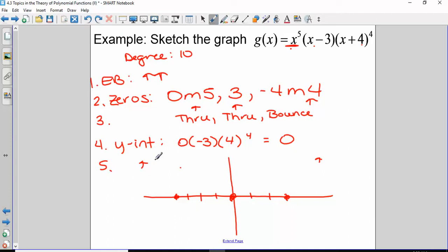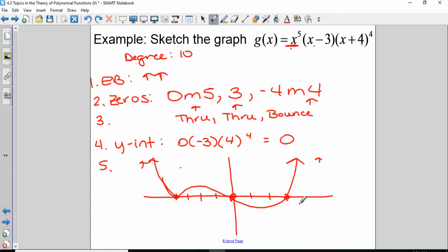Okay, so drawing my graph. I'm starting up here because my end behavior, this end was pointing up. So if we come down, we have to hit our first x-intercept. What happens at negative 4? It bounces. So it's going to bounce back up. Then we have to come hit the 0, and at 0 it goes through. Then come back and hit the 3, and at 3 it goes through. So our graph looks like this. Is that okay?